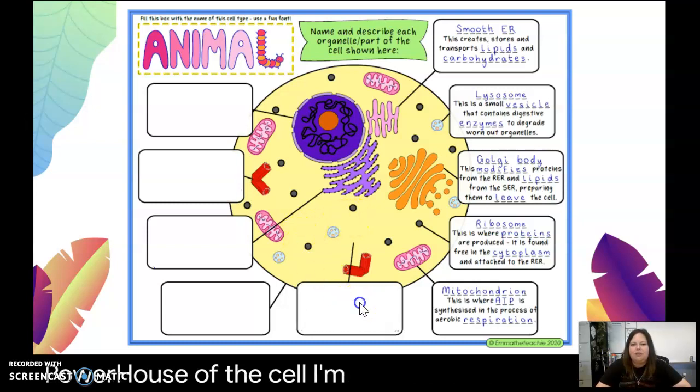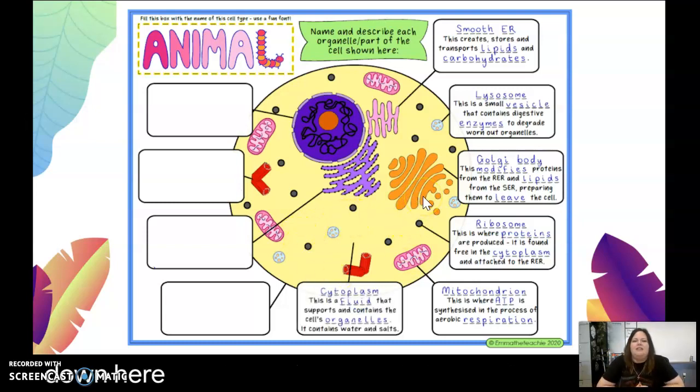Okay, we got our cytoplasm down here. This is the fluid that supports and contains the cell's organelles, and it contains water and salts. And this is also where a lot of the chemical reactions occur within the cell.